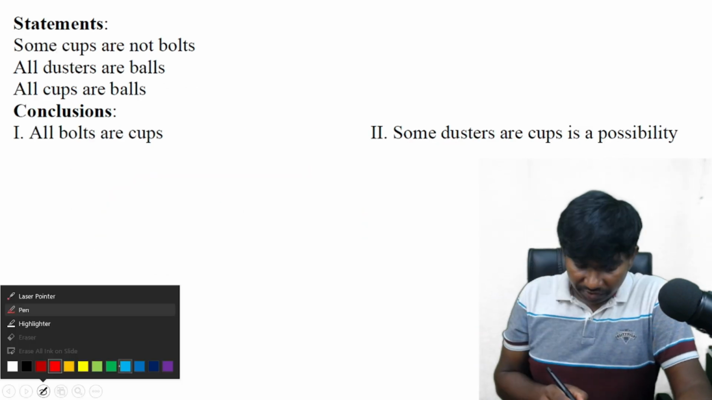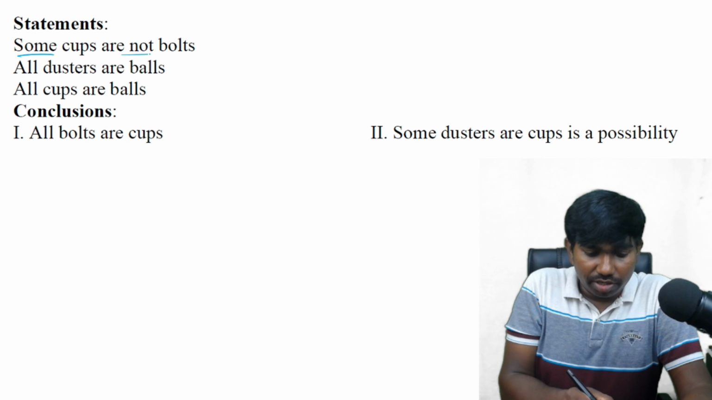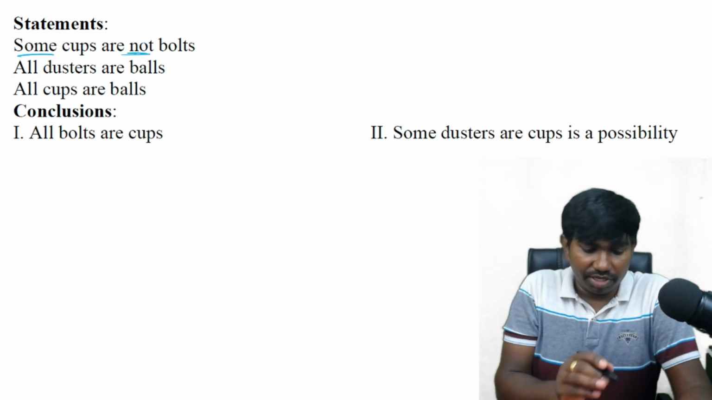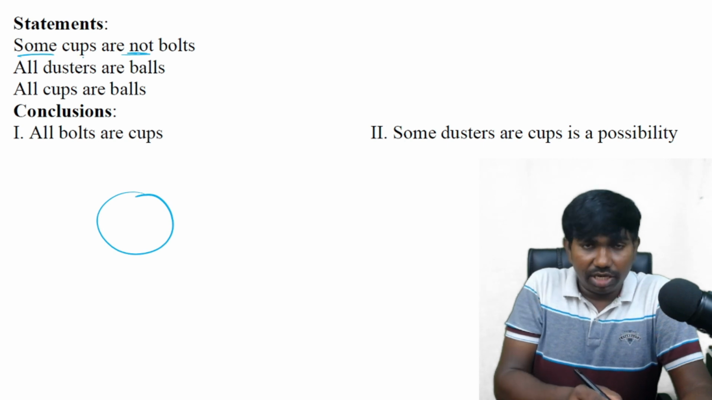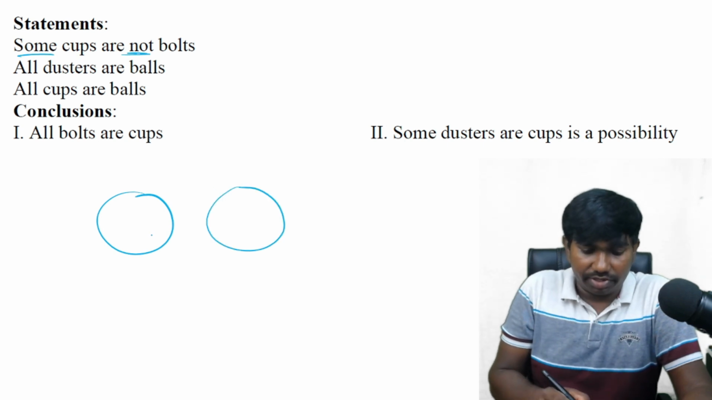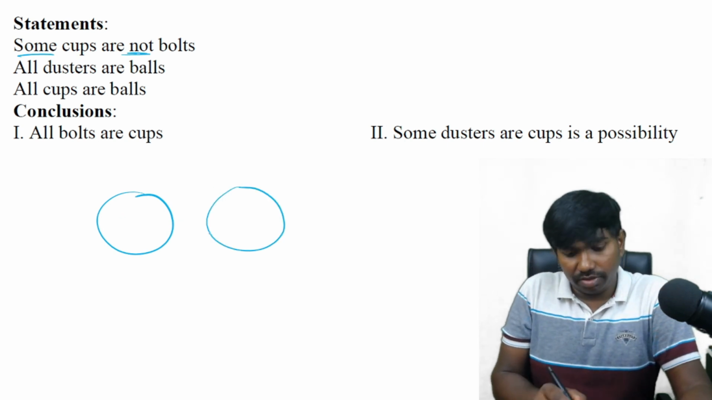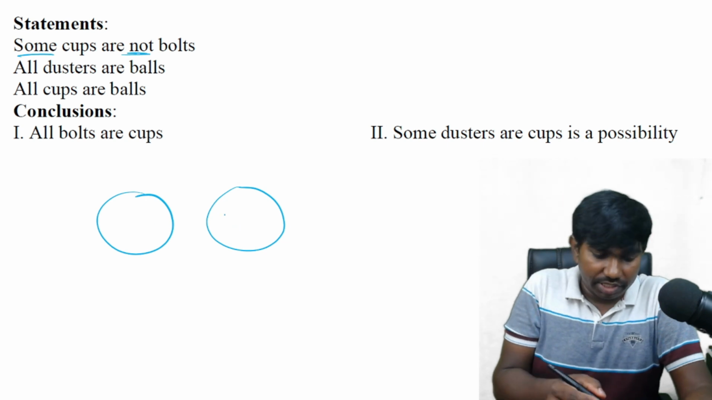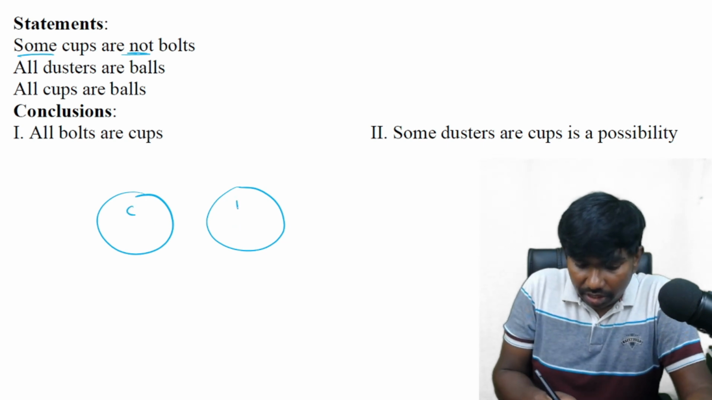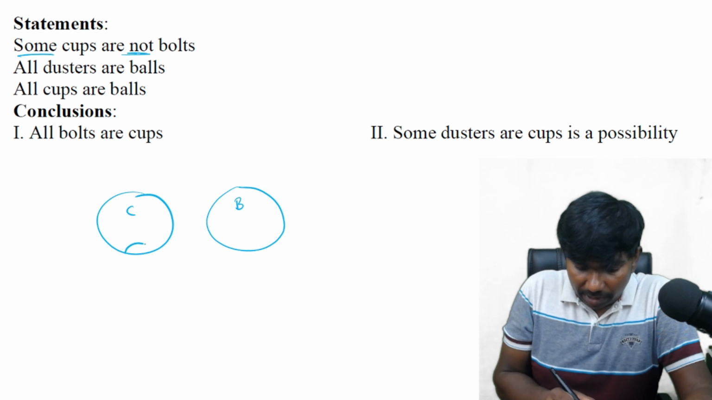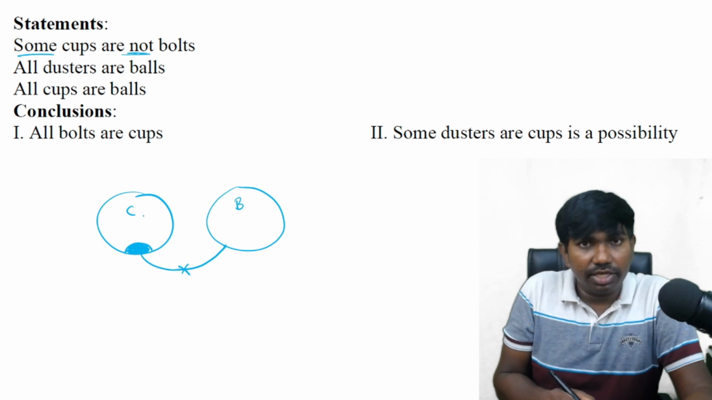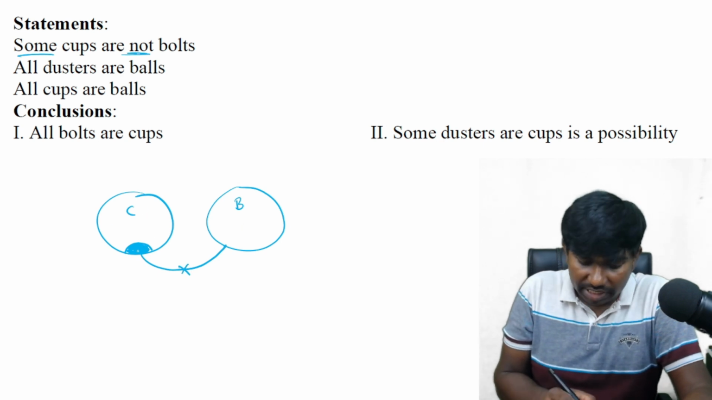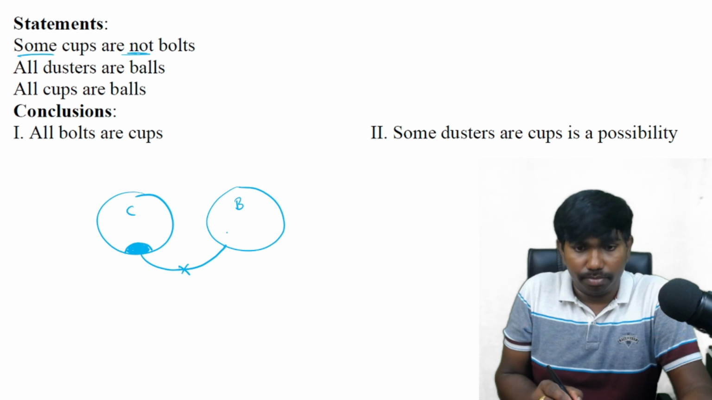Right, next one. For the first time, some not in the statements. Some cups are not bowls. Some not, what is the basic diagram? Two separate circles, right? But for no is also the same diagram. So how to differentiate? See, some cups are not bowls. Take some part of cup, and this part can never come inside bowl, and the remaining part of cup can intersect with bowl, but this part can never come under bowl.